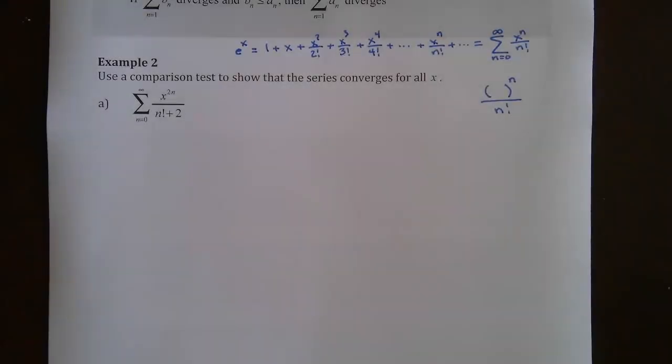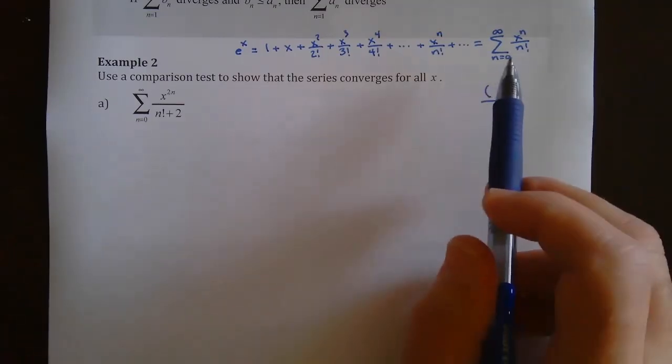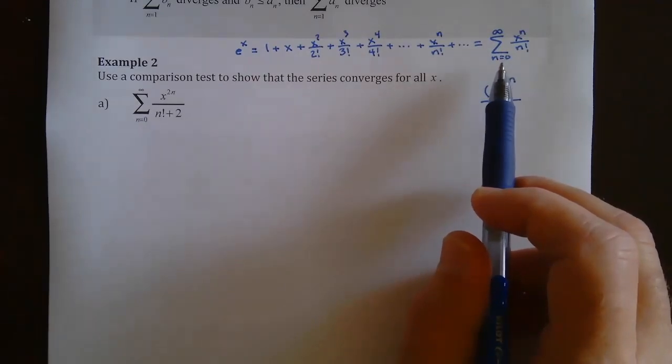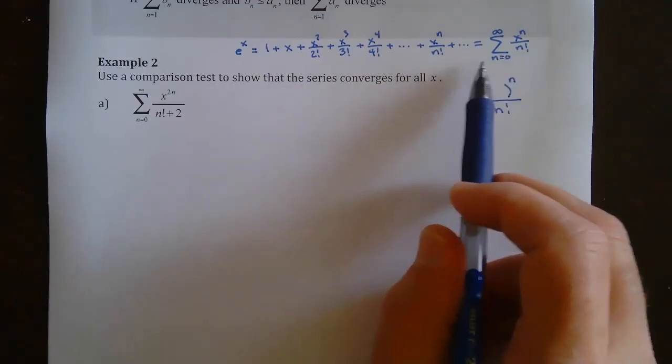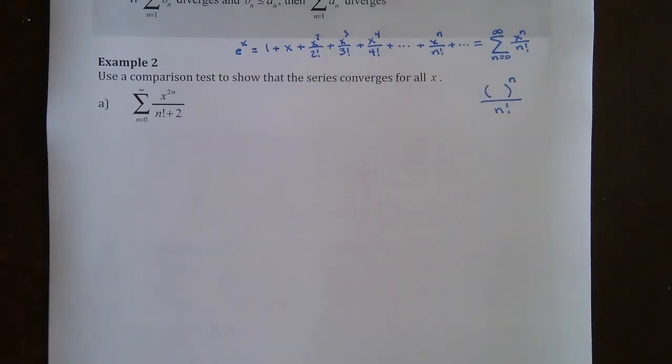For example 2, use a comparison test to show that the series converges for all x. And I neglected to say this, for this e to the x, this converges for negative infinity to positive infinity. So this works for every single x, not just a limited number of x's. It doesn't work just on an interval, it works on negative infinity to positive infinity. Well, I guess that's an interval too, though.